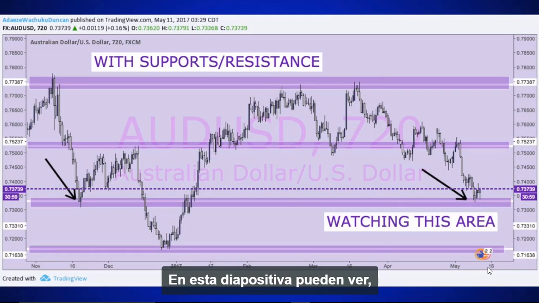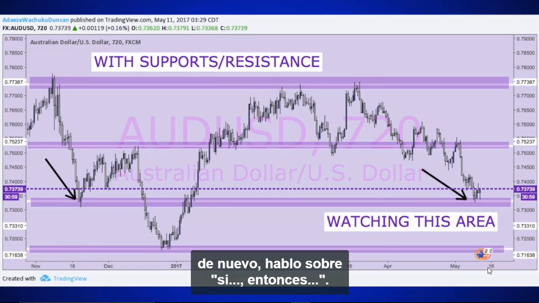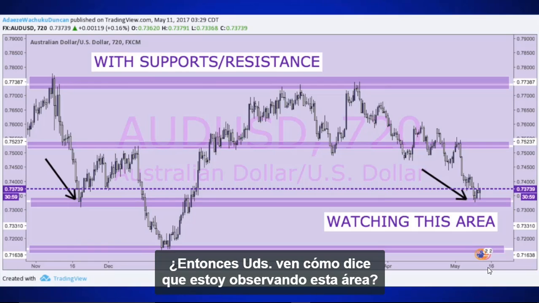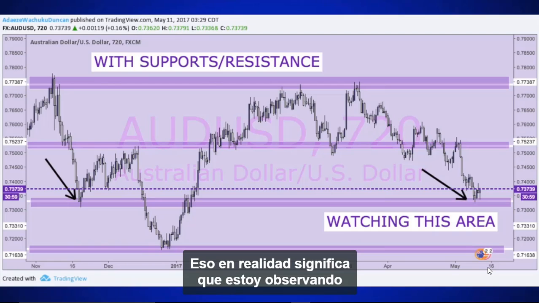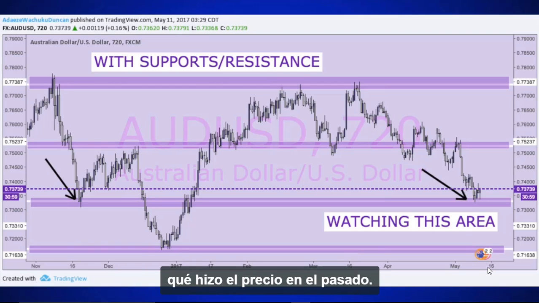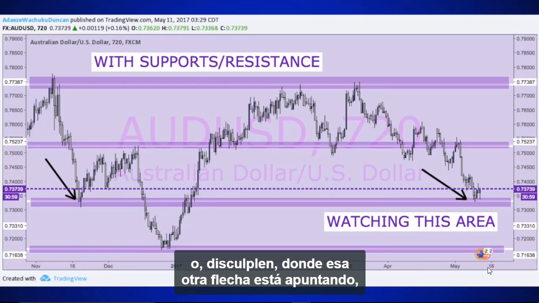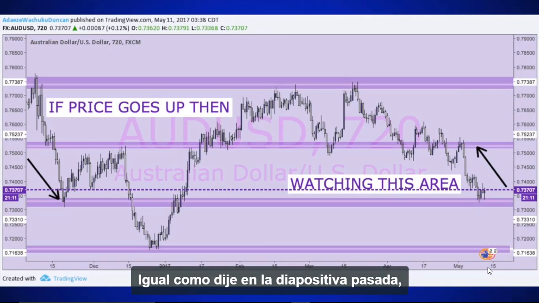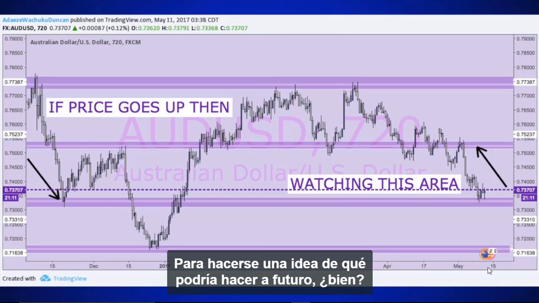You can see in this slide, again, I talk about if-then. If price is here, then I will be watching for this area. So you see how it says I'm watching this area? That actually means I am looking specifically at this area to see what price did in the past. And as you see where that other arrow is pointed, you see how price came down and turned around, just as I said in the last slide, price did exactly what it did in the past. You want to be looking for what price has done in the past to get an idea of what it could do in the future.